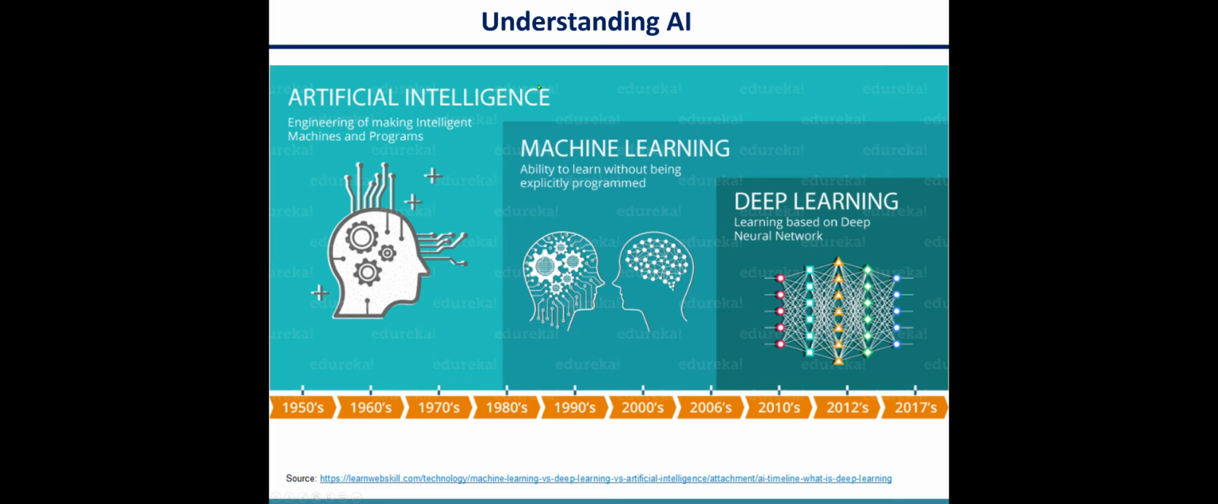Next, we have to talk about artificial intelligence in engineering, which is making intelligent machines and programs, and machine learning is the ability to learn without being explicitly programmed, and deep learning is learning based on deep neural networks. So now we're going to talk about machine learning. Machine learning is characterized in four fields: supervised, unsupervised, semi-supervised, and reinforcement learning.